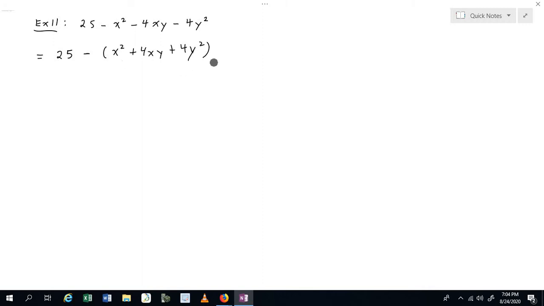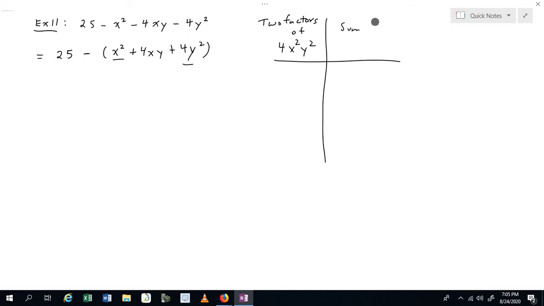And we're going to try to factor that trinomial. We're going to use the AC method to do this. Okay, so in the AC method, you multiply the first term by the last term. Okay, and so when you do that, you get 4x squared y squared, changing the order of multiplication. And what you have to do is look at two factors of 4x squared y squared that sum up to the middle term, which happens to be 4xy.